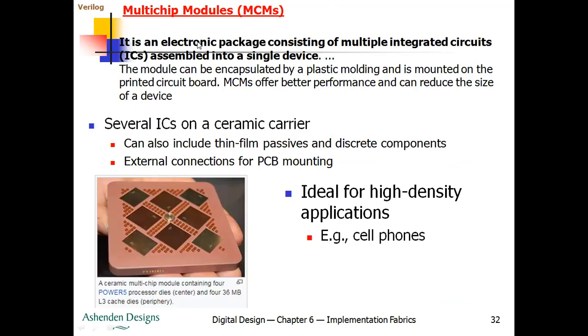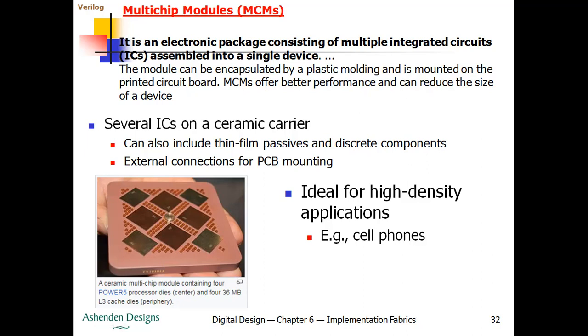So this multi-chip module is an electronic package consisting of multiple integrated circuits or ICs assembled into a single device. It attaches the bare chip to a ceramic substrate rather than placing each IC in a separate package and assembling many packages onto a PCB. The module can be encapsulated or packaged by plastic molding and is mounted on the PCB. These multi-chip modules offer better performance and can reduce the size of a device.